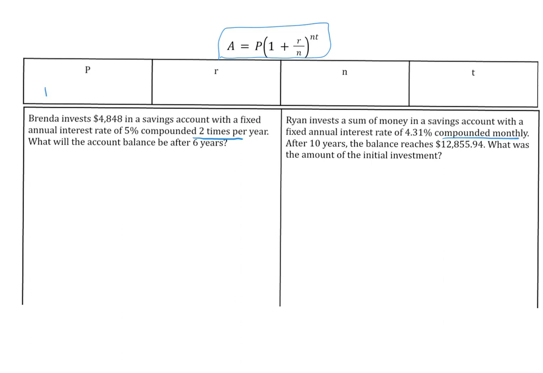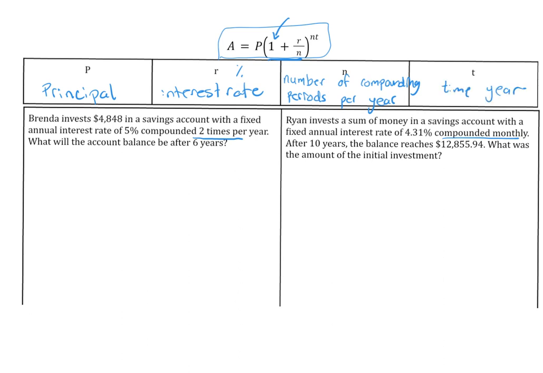So P is your principal, which is like your starting amount of money that you're investing. Your R is your interest rate. So this is your percentage. And we want our money to grow, so that's why we have the 1 plus. We kind of did that when we were doing the exponential growth. N is the number of compounding periods per year. And then T is just the time in years. So these are pretty easy because you just have to basically find these values and plug them into your formula.